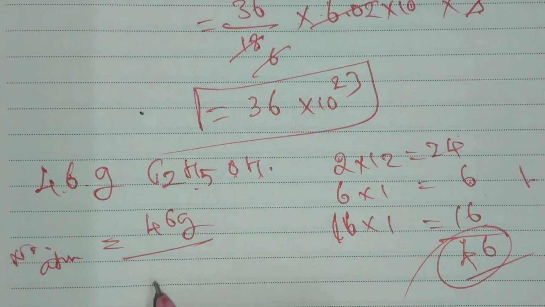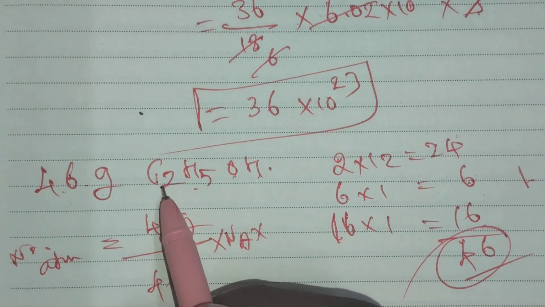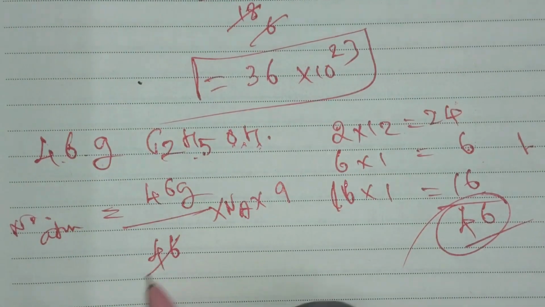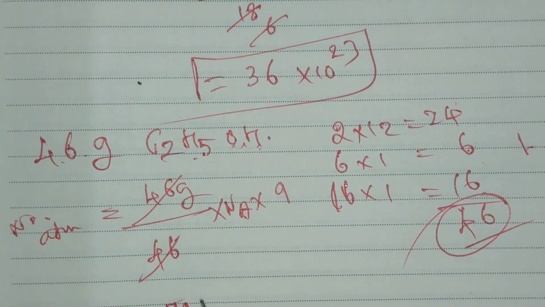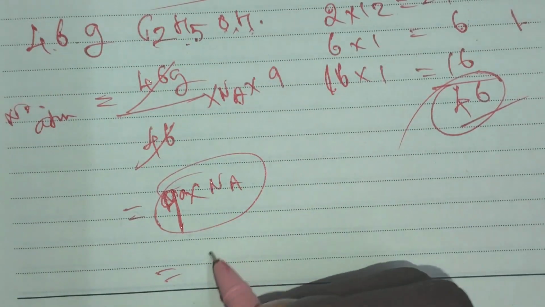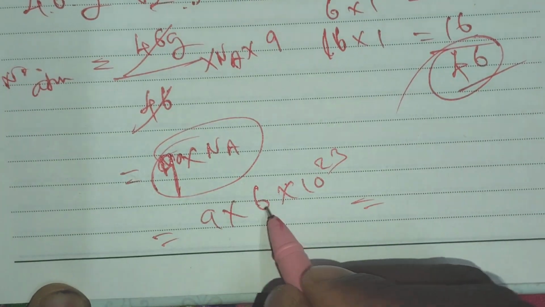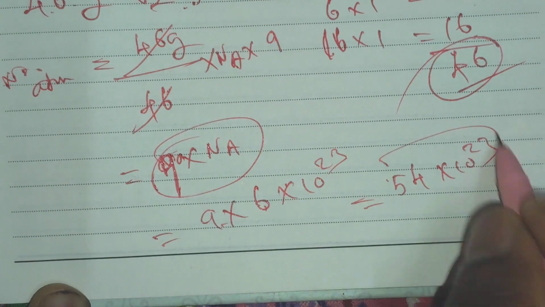Okay, so there is 46 into Na into the atomicity, which is 2 plus 5 is 7, 7 plus 1 is 8, 8 plus 1 is 9. Okay, this 46 is cancelled out, so there's 9 into Na. So this is the answer. Actually, 9 into 6 into 10 to the power of 23. So this value is 9 into 6, which is 54, into 10 to the power of 23. So this is the answer.